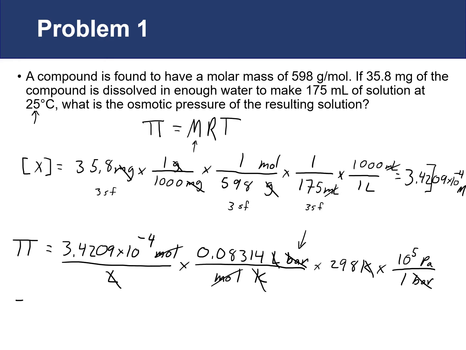If you plug this into your calculator, what you'll find is that your osmotic pressure is equal to 847.559 Pascal. In terms of significant figures, our first value had 3, our R value has 4, our temperature has 3, so our end answer will have 3 significant figures. So this comes out to be 848 Pascal.